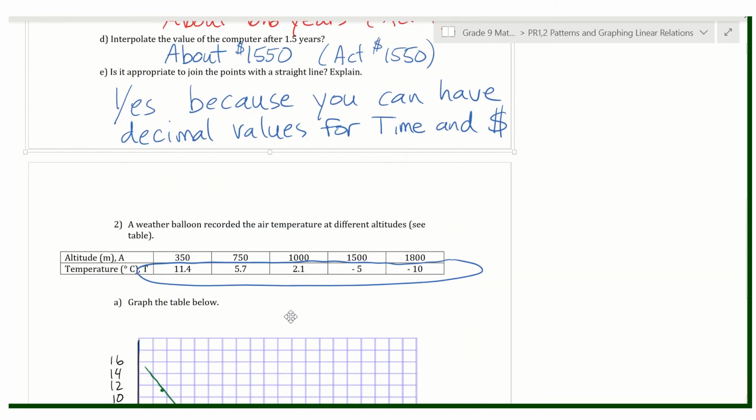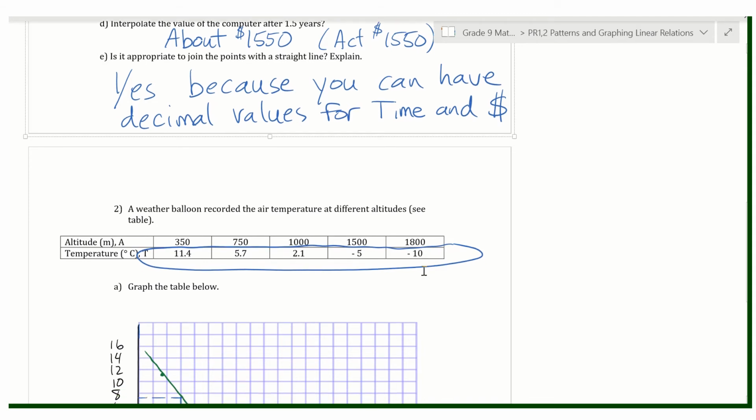Here's a question about a weather balloon. The air temperature was recorded at different altitudes. So as the table shows, the altitude at 350 was 11.4 degrees. And as you can see, as the altitude increases, the temperature decreases. It gets colder as the balloon gets higher. So by the time you reach 1800 meters, this is meters of altitude, the degrees Celsius of temperature has decreased to -10. It says graph it below.